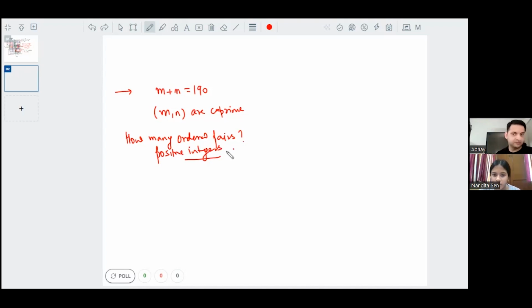Sir, by co-prime, do we mean that they are prime and the difference is 2? No, they're relatively prime. GCD is 1. Co-prime means GCD is 1.